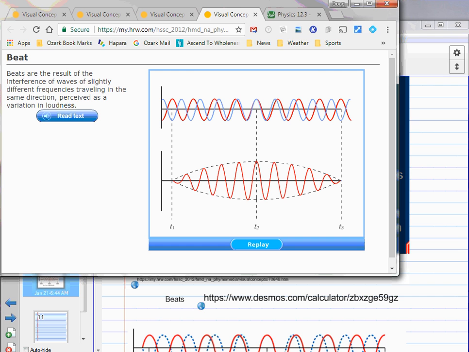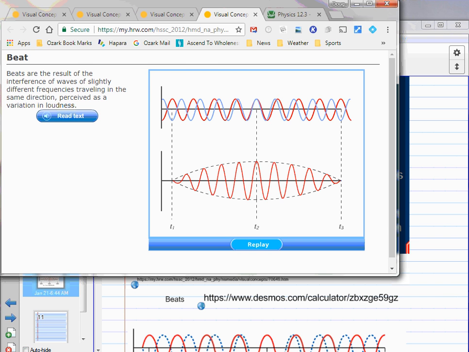But now listen to what happens when I hit the first and then the second. Those are beats, that alternating loud and soft. The wah, wah, wah, wah, wah, those are beats.